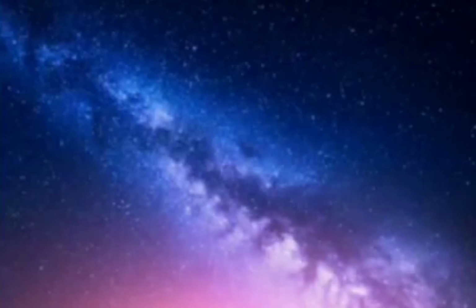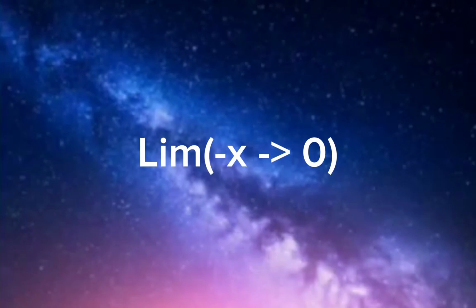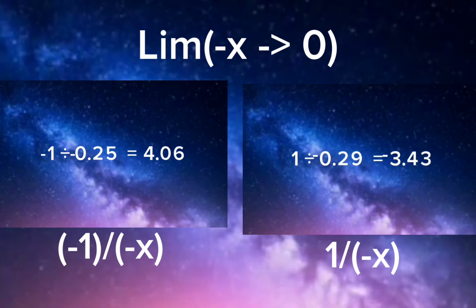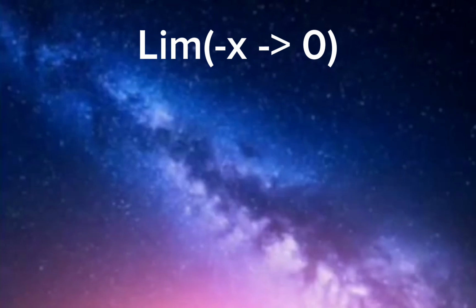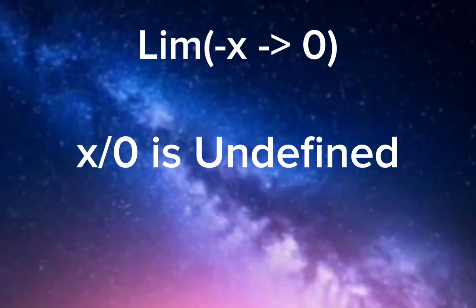However, this conclusion is still incomplete. We can also approach 0 from the negative side. And if we do, everything flips again. What went to infinity now goes to negative infinity. And what went to negative infinity now goes to infinity. This contradiction is another reason why dividing by 0 is strictly undefined, because it is inconsistent.